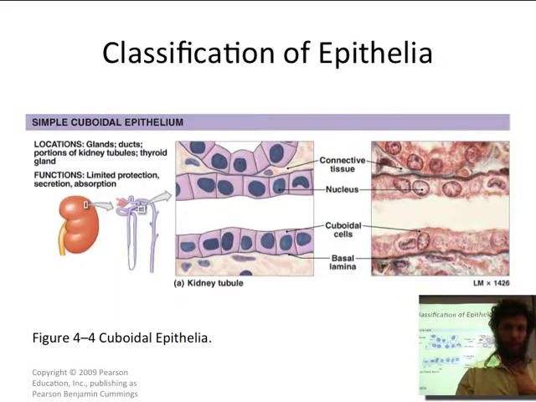All right. Here's some simple cuboidal. We find these primarily in the liver. So the liver is made up of an insanely complex meshwork of tubes. The tubes are built of bricks, these simple cuboidal epithelial cells, basically just big cubes that make up the tubes of the kidney.